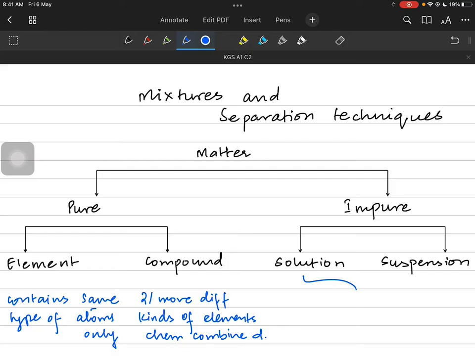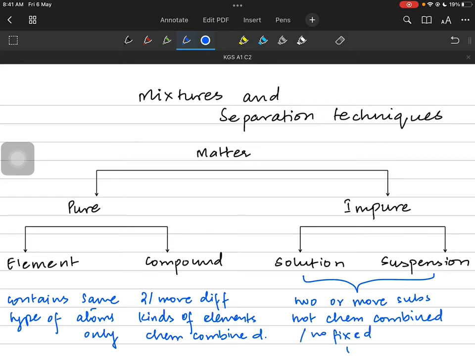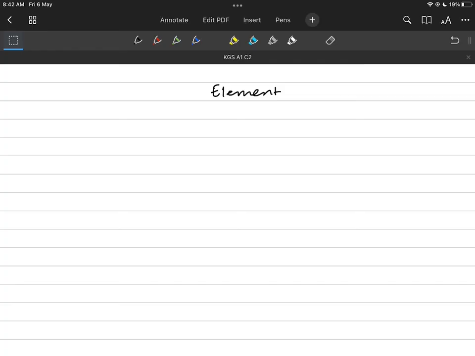Solutions and suspensions are kinds of mixtures, so they are not pure substances. It may be a mixture of two or more substances, like it could be an element or a compound, and there's no specific ratio. They're not chemically combined, so there's no specific ratio. It may be a 2:3 ratio, it may be a 2:3.5 ratio. It is very vague. It is a spectrum of ratios that can exist. There's no chemical formula, because there's no ratio.